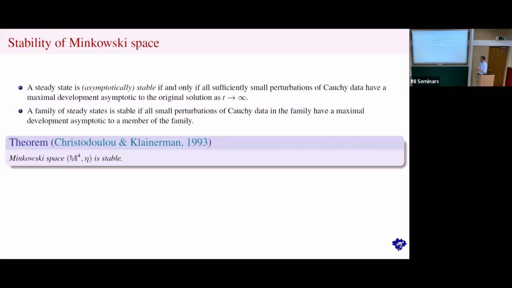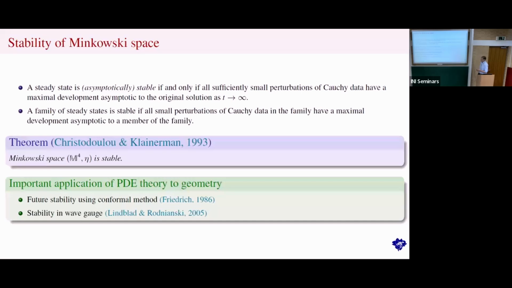And this was the big important result in the sense that this brought PDE people into the field, so to speak. So this was an important application of PDE theory to geometry. This used some kind of double null gauge. Later on, stability in wave gauge was proven. This is more difficult because the straightforward null condition doesn't hold. So there's a kind of weak null condition.